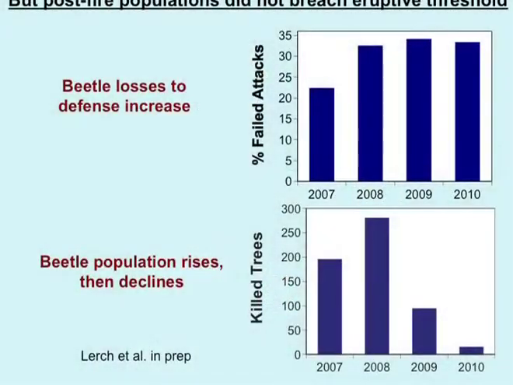As the years went on and the beetles started attacking the healthy trees, the percentage of attacks that ended up in failure to tree resistance went up. And the population here showed an initial increase, and then it went down. And the same thing happened in ponderosa pine, only in ponderosa pine it was even more catastrophic from the beetle standpoint. The population went up, and then it really crashed after that. So it doesn't appear that wildfire would be enough by itself to initiate an outbreak.